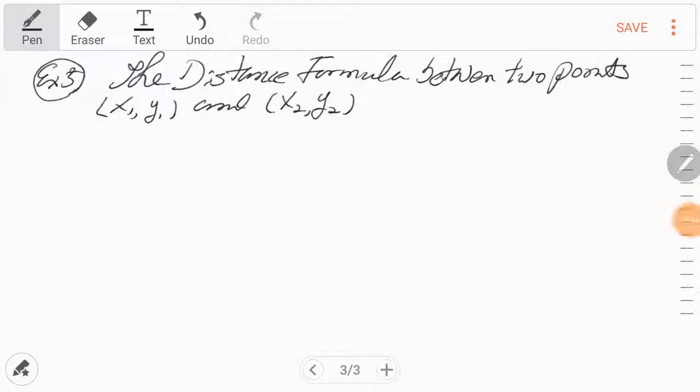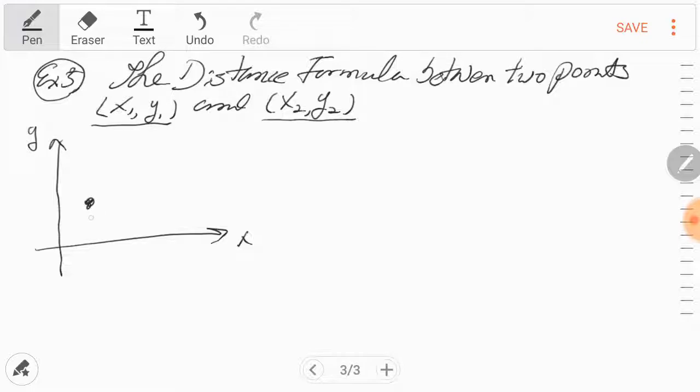Okay, this example is about finding the distance between 2 points. Let's say the first point is x1, y1. The ordered pair of the second point is x2, y2. Let me plot this one on a rectangular coordinate system. And let's say this is the first point. X value is x1, y value is y1. Here's another point, the second point. The x value is x2, y value is y2.